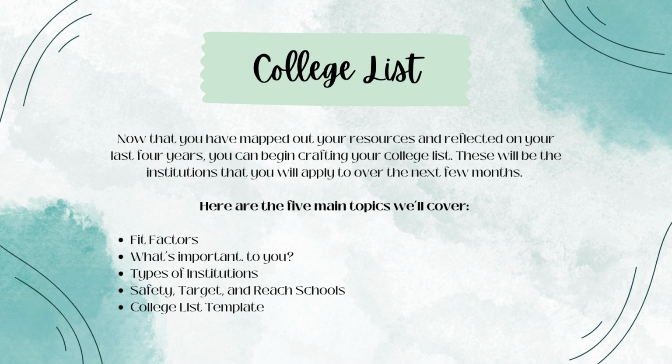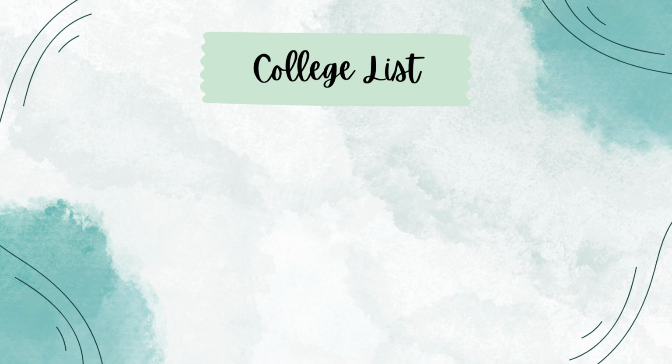So we're gonna talk about five main topics in this video. One is going to be fit factors. Two is going to be how do you really explain and walk through what's important to you as you are crafting your college list. Three is going to be all the different types of institutions and colleges. There is a lot, so if you want to skip through that, you're welcome to. This is more so to give you knowledge about different types of schools you can apply to, and then going over safety, target, reach schools, because those are going to help to map out the number of schools you apply to and also which ones you're most likely to get into and which you're not likely to get into. And then a little bit about what a college list template can look like.